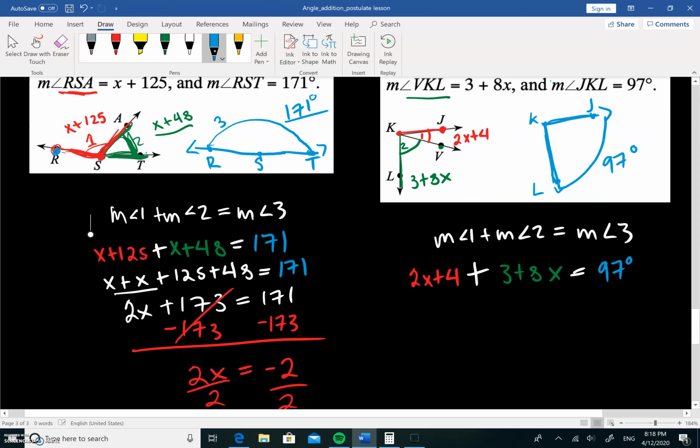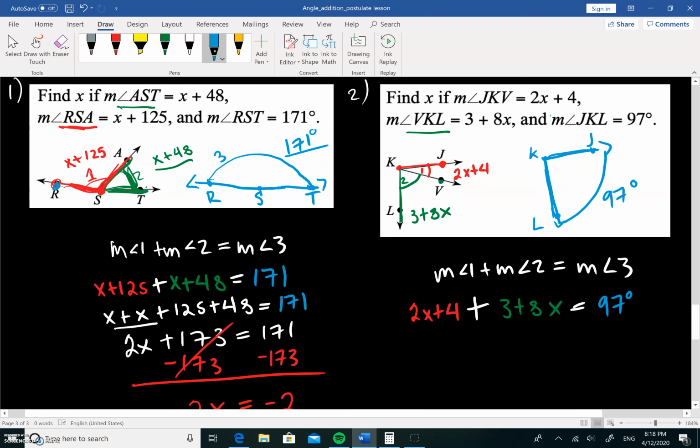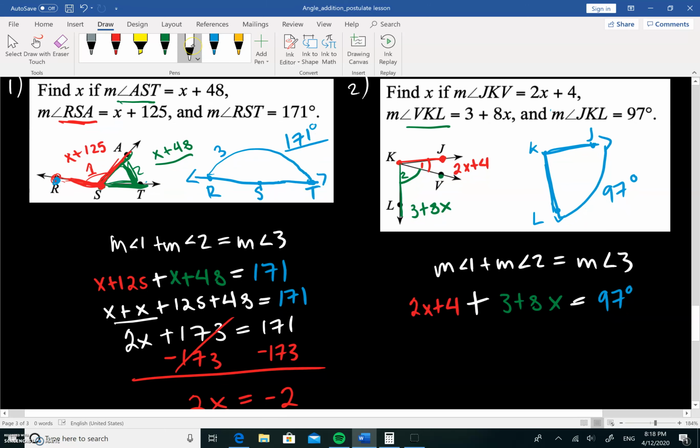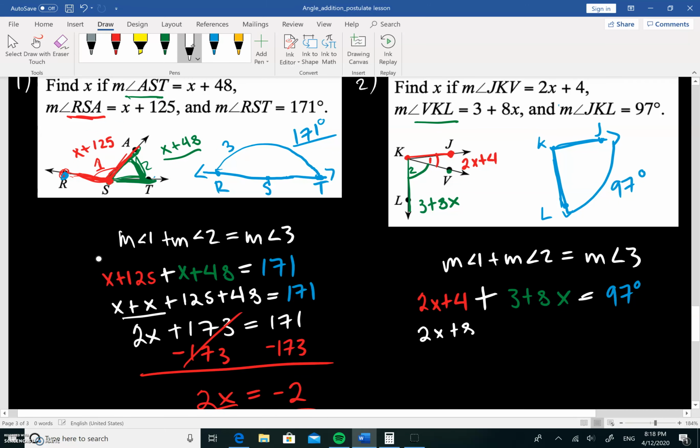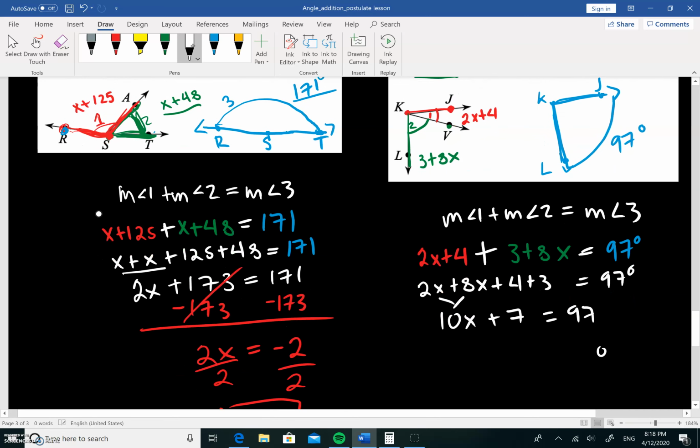And then here all we have to do is, again, just combine like terms and then solve for x. So combining like terms, we have 2x plus 8x plus 4 plus 3. I just moved them around. And now we can combine. So it's going to be 10x plus 7 is equal to 97. And then this is just going to be a two-step equation. So to get rid of the positive 7, you do the opposite. This is going to give you 10x is equal to, these two cancel out, 90.